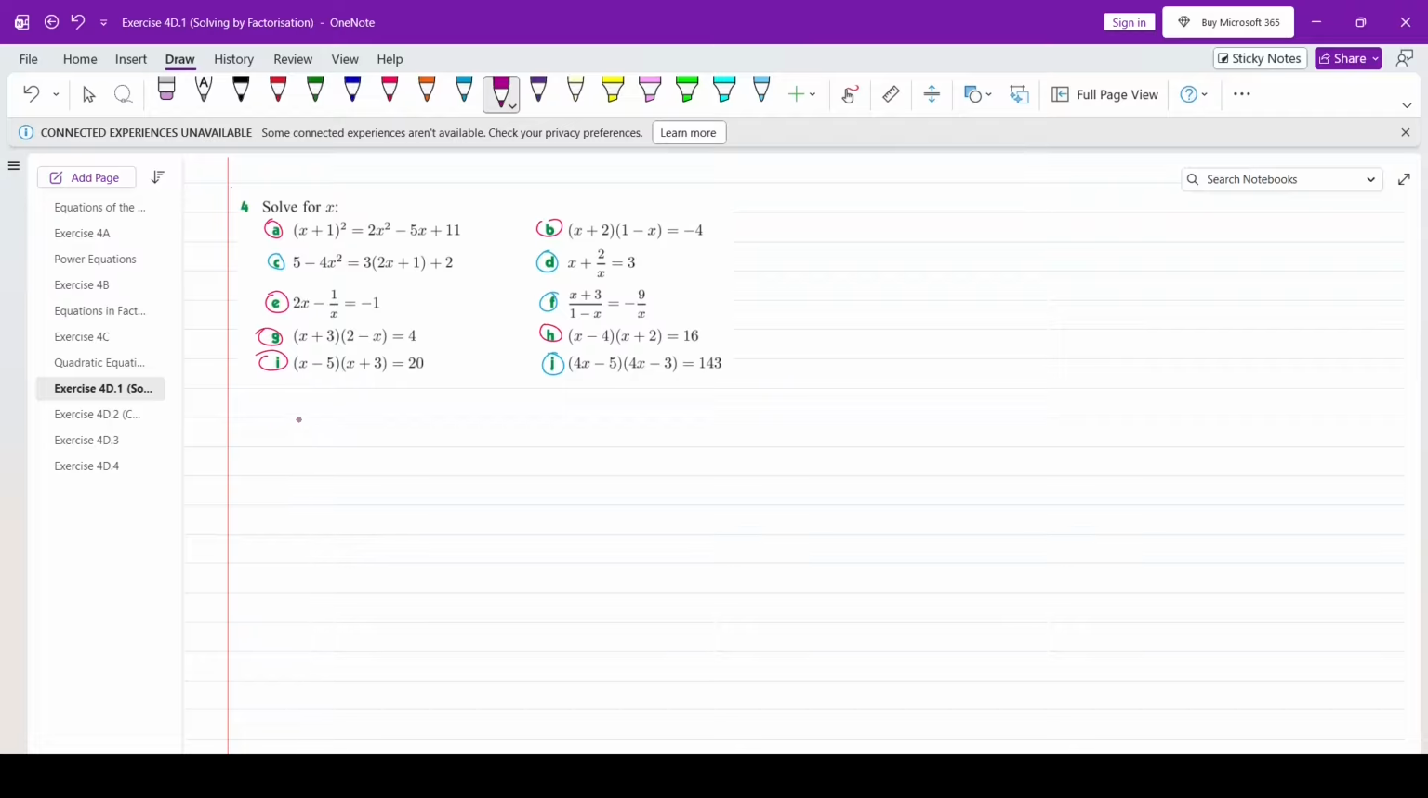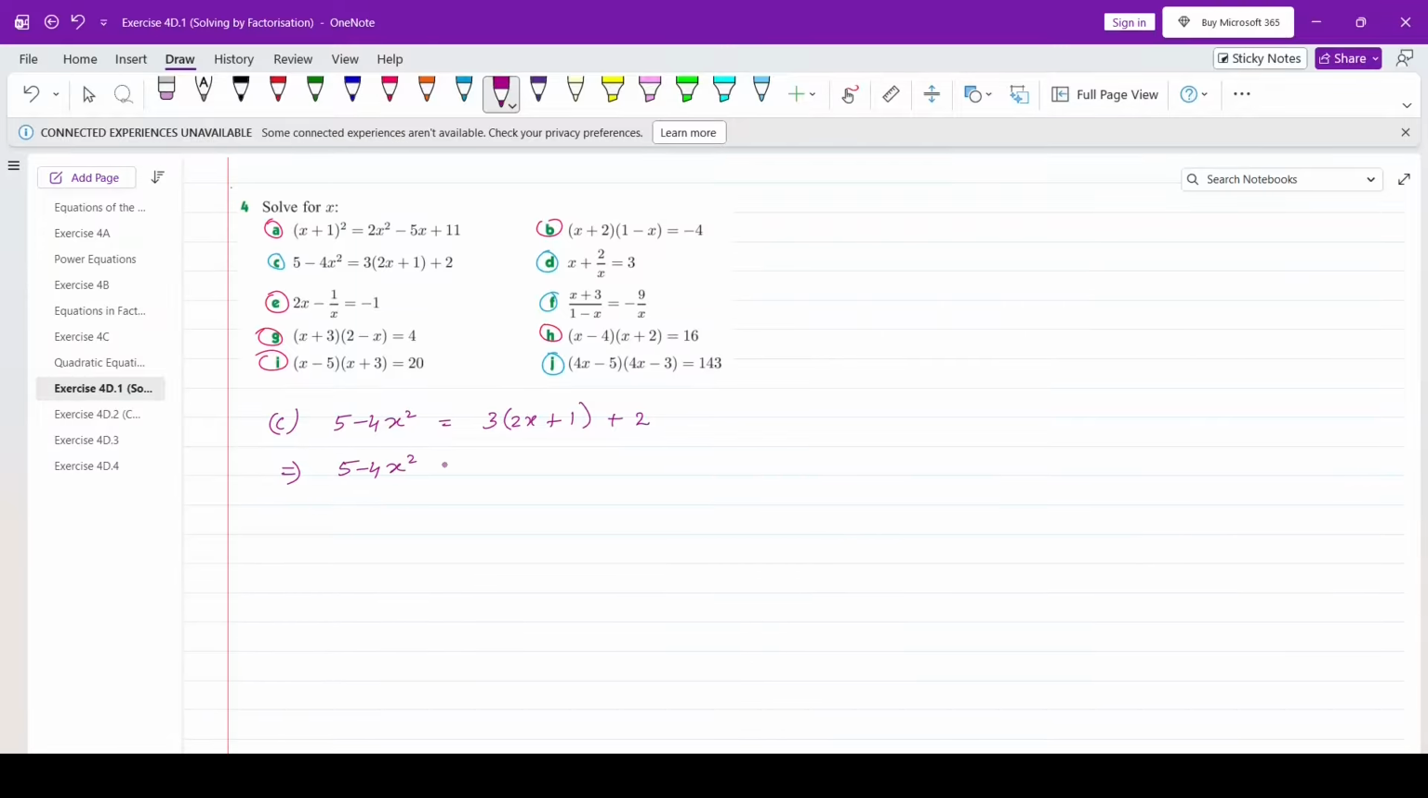Solve for x. So I'll solve the ones circled in blue, and the ones circled in red are for you to do on your own. 5 minus 4x square is equal to 3 times 2x plus 1 plus 2. So let's first solve this complicated equation.